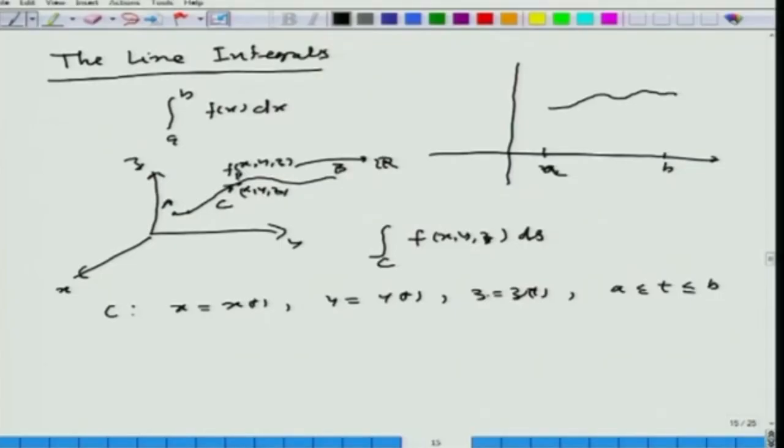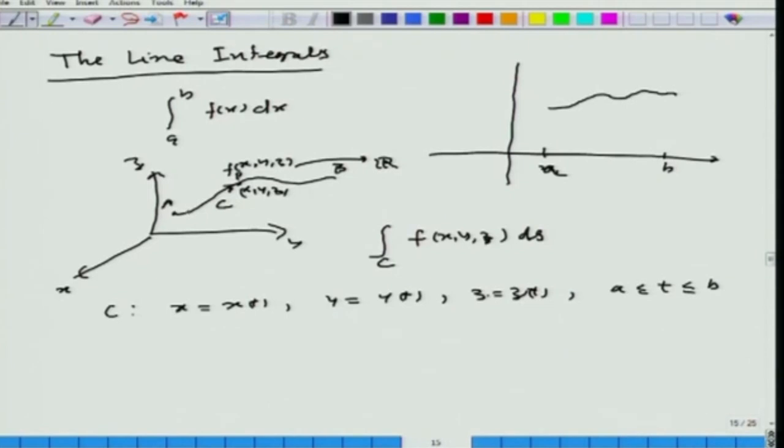Their derivatives, x prime, y prime, z prime, are piecewise continuous functions. So x prime t, y prime t, z prime t are defined at all points except at finitely many points where they have jump discontinuities. So this curve is called a directed curve, provided we have this kind of parametric representation here.